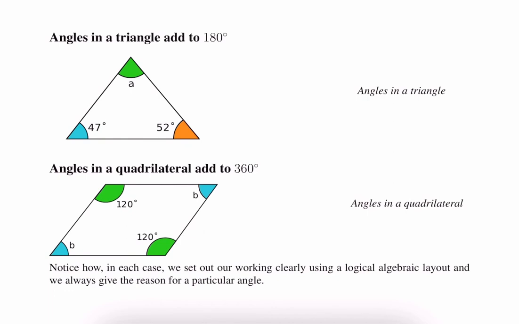The following property we need to know is angles in a triangle add up to 180. From this information, we know that A and 52 and 47, the three interior angles in this triangle, add up to 180. So we can write the following equation. A plus 52 plus 47 equal 180.